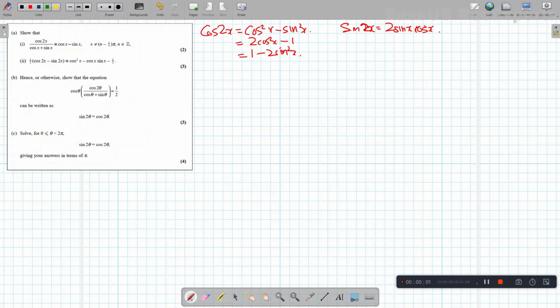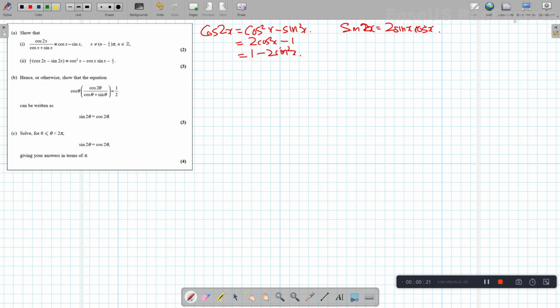Day 7, question 1. Show that (cos 2x)/(cos x + sin x) is the same as cos x - sin x. Okay, I've given you the cos 2x identities, so we're going to use them at some point to solve this. Let's do the first one. I think that's not a difficult one.